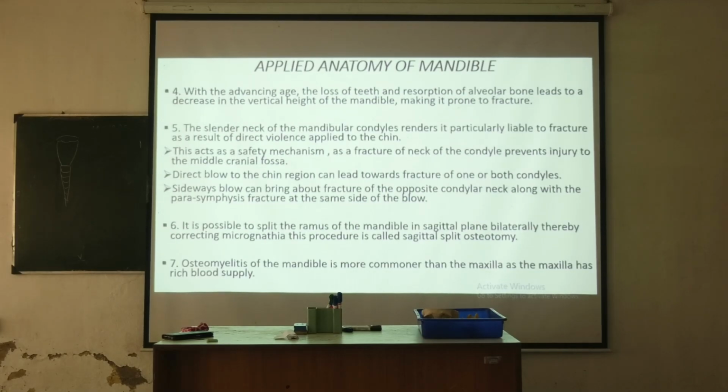Next, with advancing age, the loss of teeth and reabsorption of alveolar bone leads to a decrease in the vertical height of the mandible, making it prone to fracture. And the slender neck of the mandibular condyles renders it particularly liable to fracture as a result of direct violence applied to the chin. Okay, if a blow is given to the chin, there is fracture near the neck of the mandible.